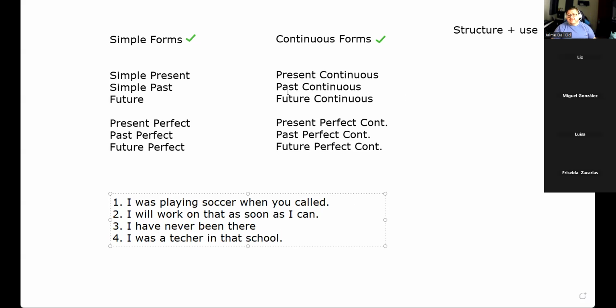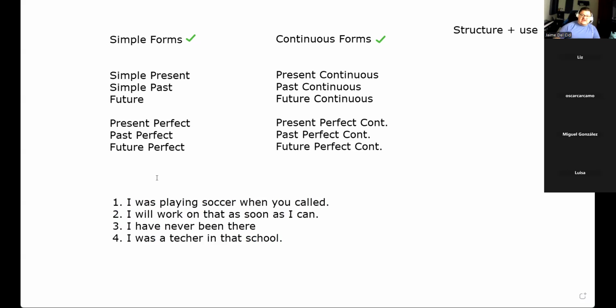Okay, I'm going to start with four, and I'm going to call some names, and we're going to decide if these are simple forms or continuous forms, okay? So I'm going to start with Oscar. Oscar, sentence number one. Can you read that sentence? I was playing soccer when you called.